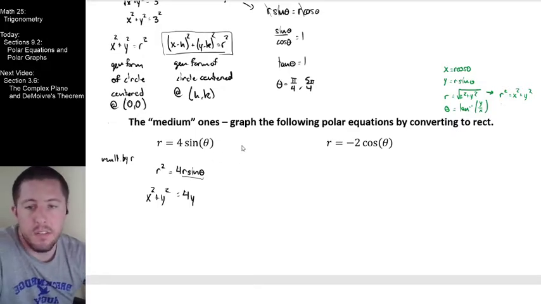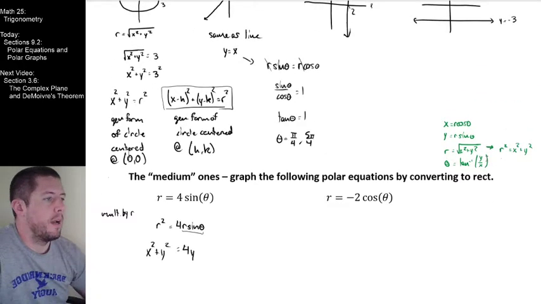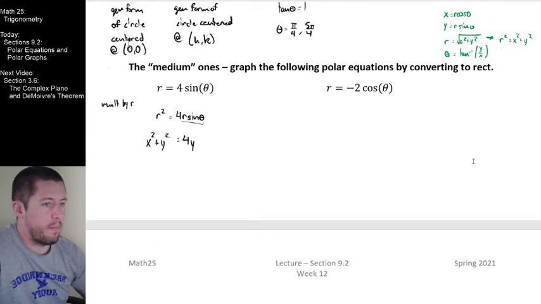To give ourselves a little help here, I want to remind us what happens when we square out a binomial term. I'll just allow myself some space right here.